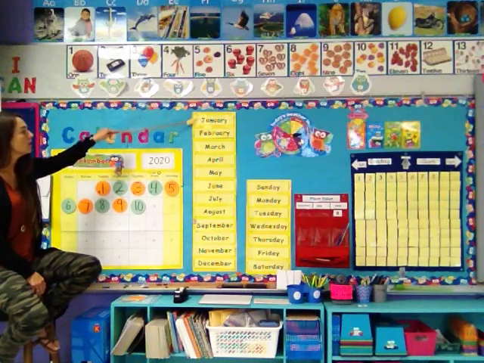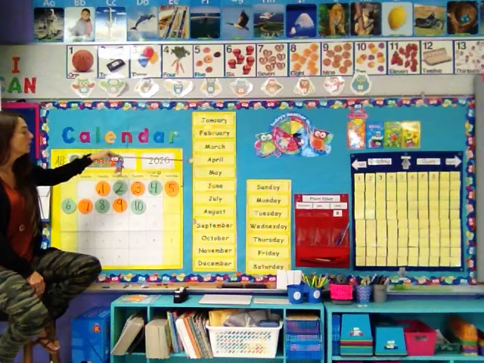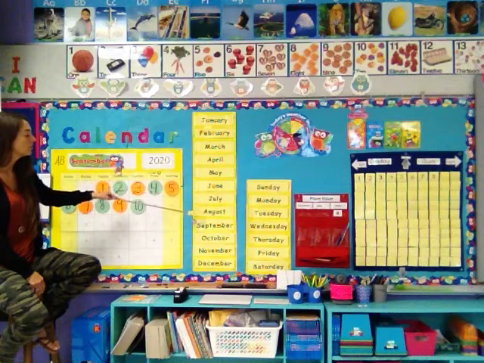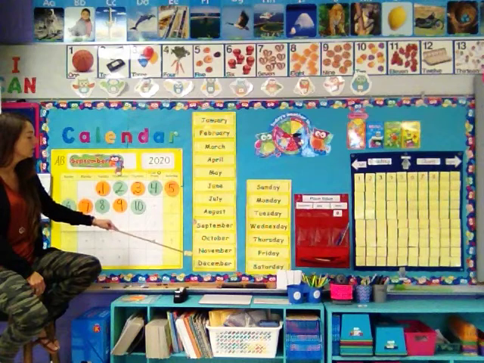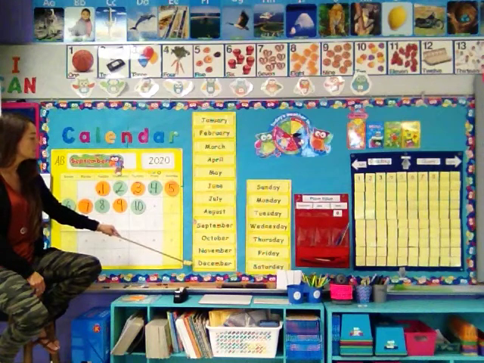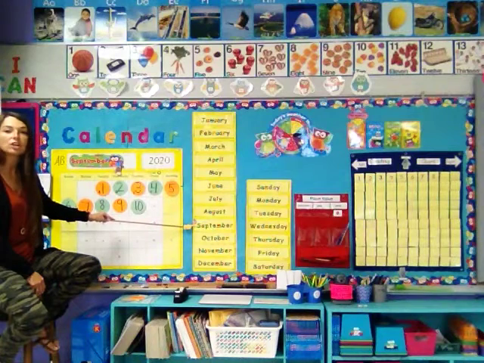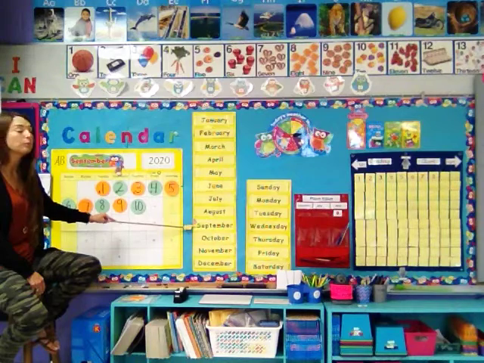So these are the months. We have January, February, March, April, May, June, July, August, September, October, November, December. And there's a little apple right here beside this month because that's the current month that we're in right now, and the month is September.